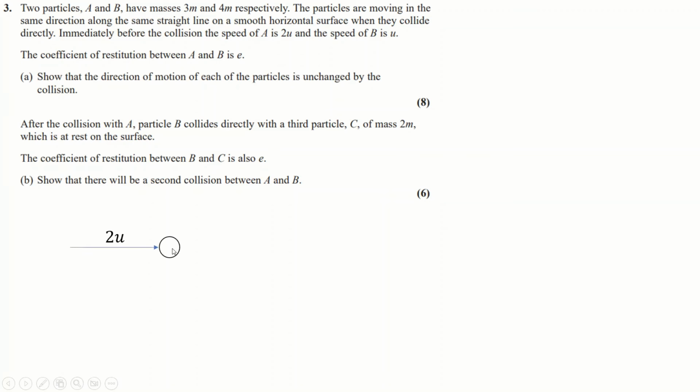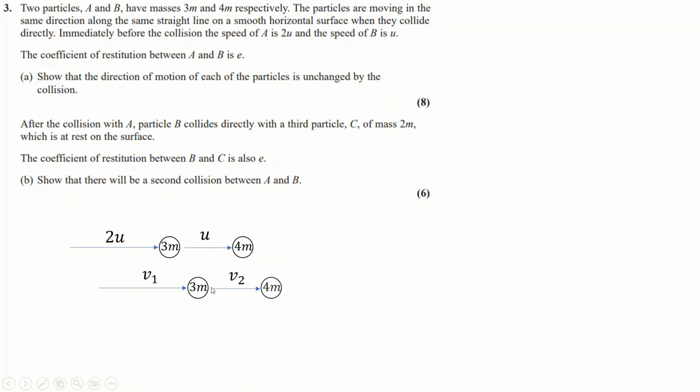So here's the 3m particle going at 2u, and the 4m particle is in front of it going at speed of u. So clearly these things are going to collide at some point because this one is going faster, it's catching it up. So they're going to collide, and after they collide, I'm going to say that this one has speed v1 and this one has speed v2.